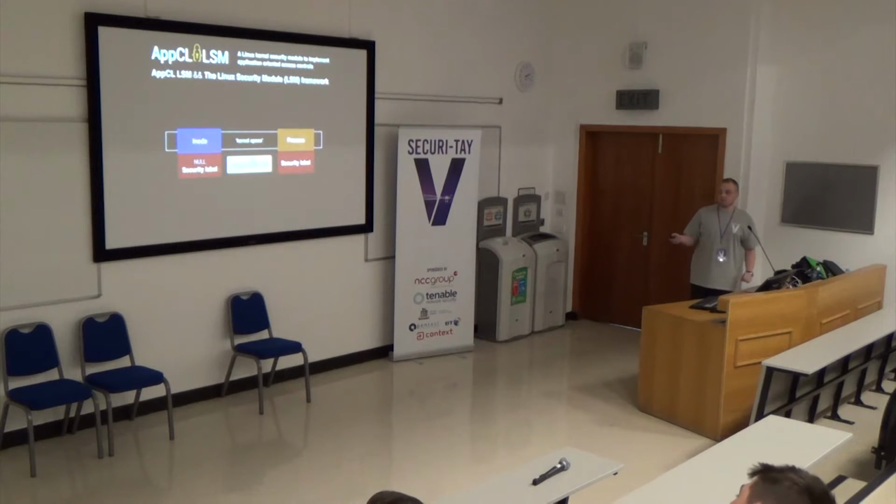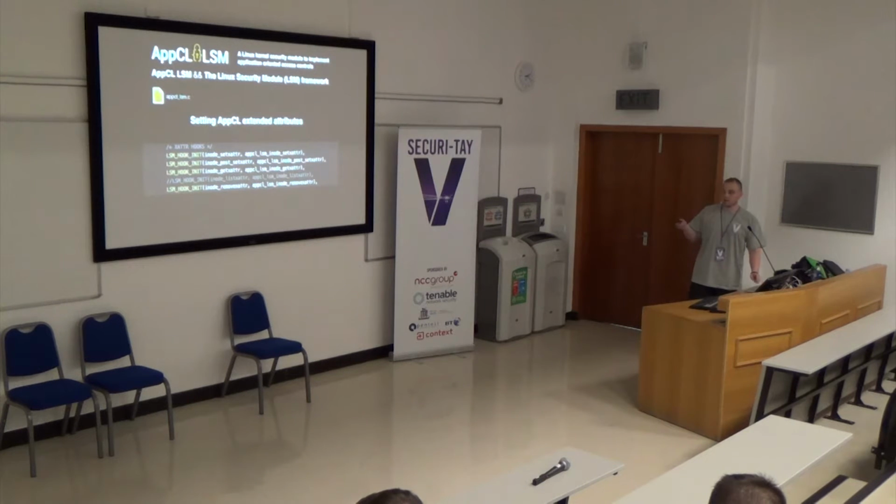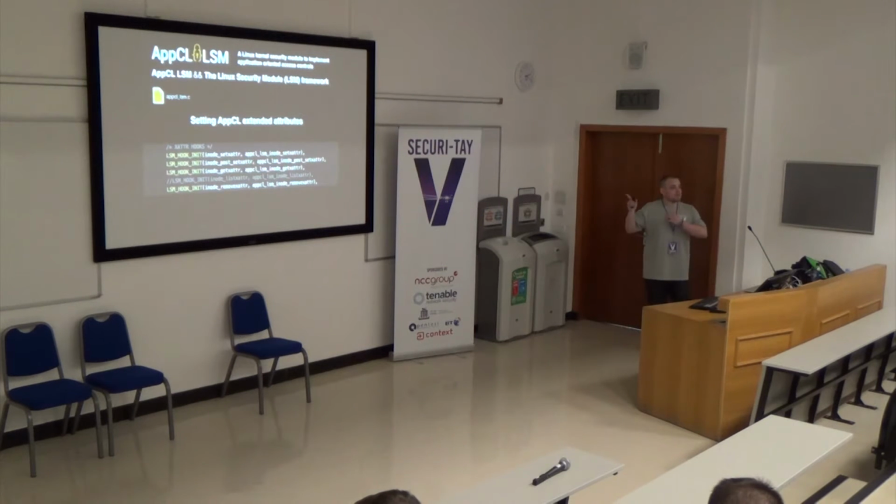We then have, from that, our null Inode security label set and our process security label set. So going on to the extended attributes, we've got a set extended attribute, a post set extended attribute, a get extended attribute, a list extended attribute, and a remove extended attribute. Pretty self-explanatory what all of those mean, really.